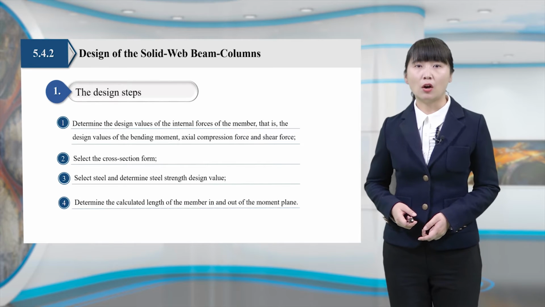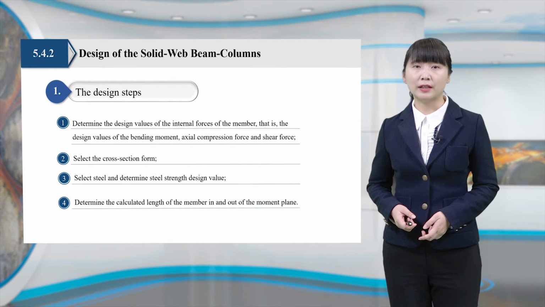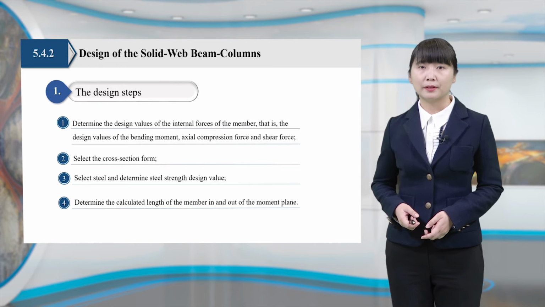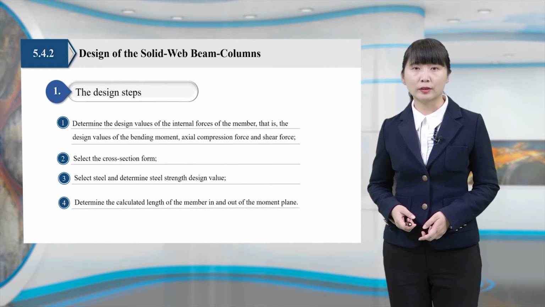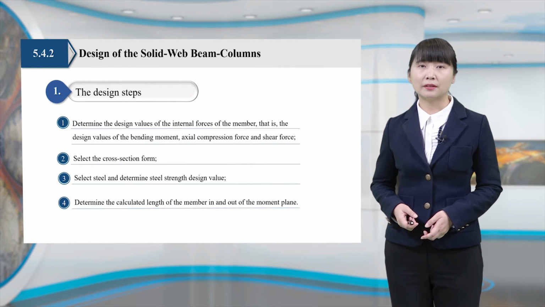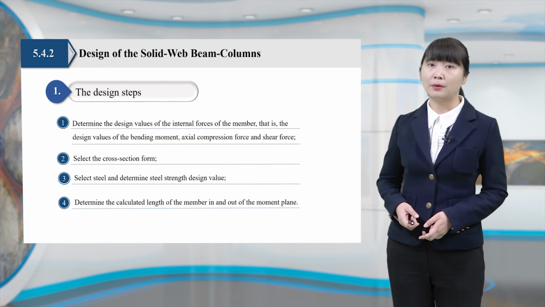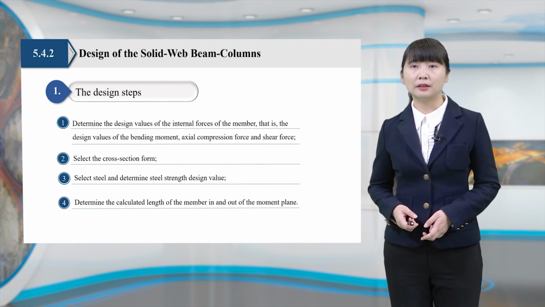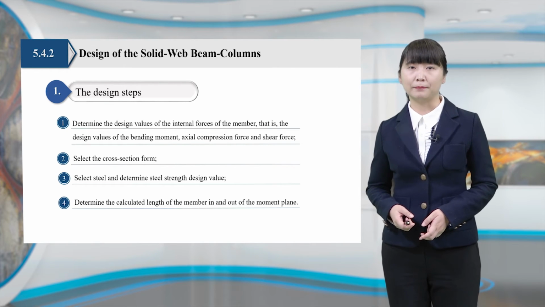The design steps of the solid web beam columns are as follows. The first step is to determine the design values of the internal forces of the member, that is, the design values of the bending moment, axial compression force, and shear force. The second step is to select the cross-section form. The third step is to select steel and determine steel strength design value. The fourth step is to determine the calculated length of the member in and out of the moment plane.